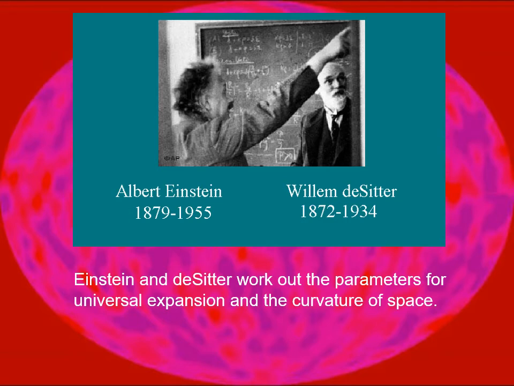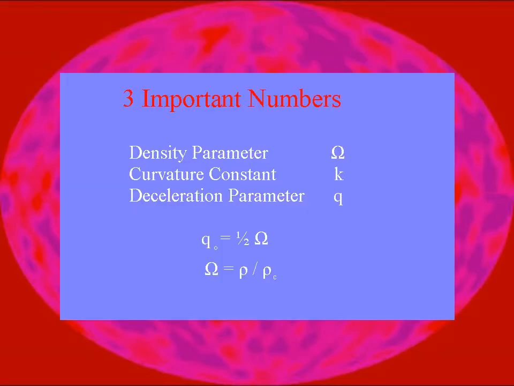The first one they did was for an empty universe because that made the math easier. Then they started working on what happened if the universe has stuff. And it finally comes down to just three numbers. We have something called the density parameter. The density parameter is a ratio of the density of the universe to the critical density. So that can be greater than 1 or less than 1. Equal to 1 means the universe is exactly critical density.